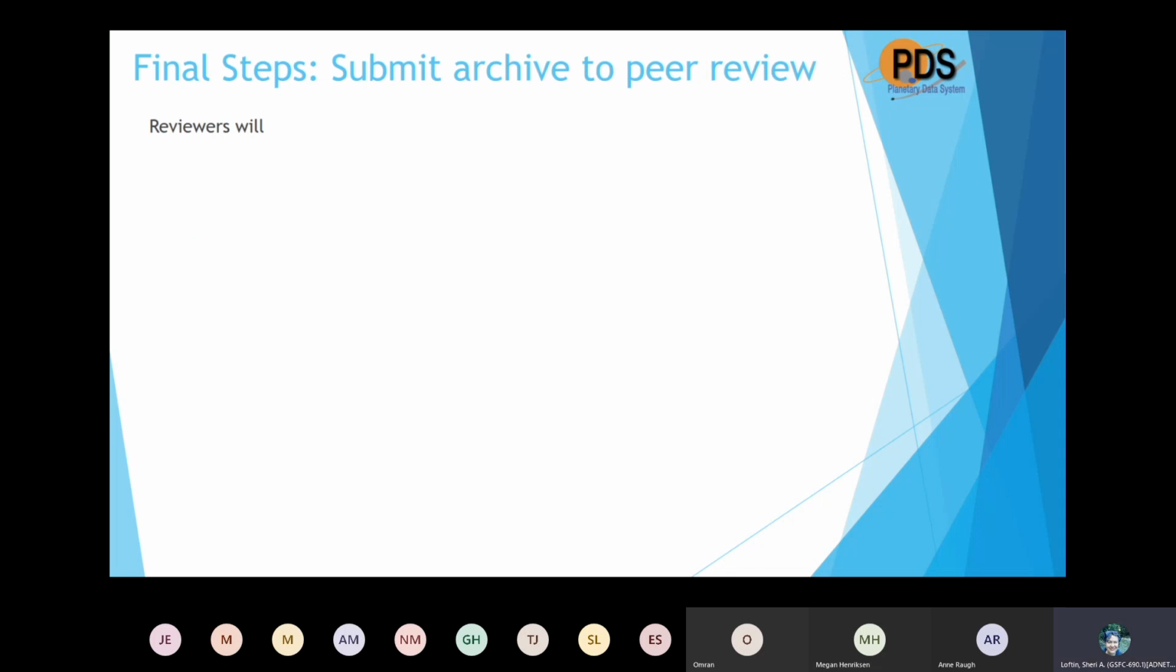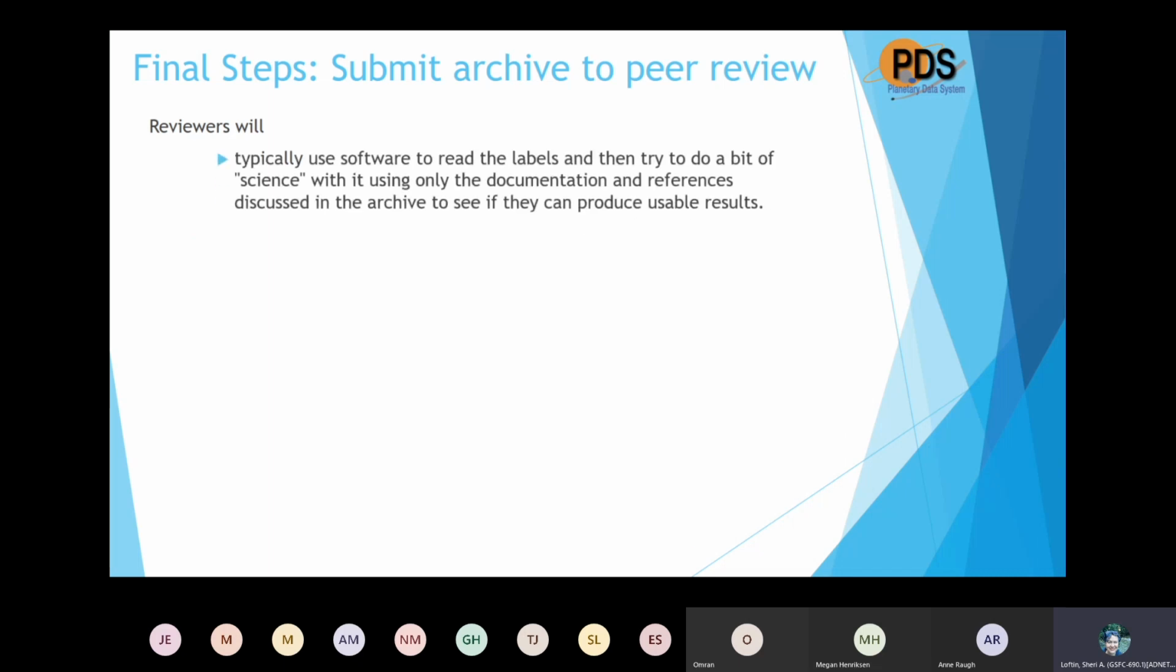And then you'll go through a peer review. This is managed by the PDS node, but it does involve you. Your opinion will be taken into account, and we'll bring in two outside reviewers, and they have the following goals. They want to make sure that your data are understandable, that your data are readable, and that it's useful. So they will use software to read the labels, to read in your data using the label files, and then they'll try to do a little bit of science with it.